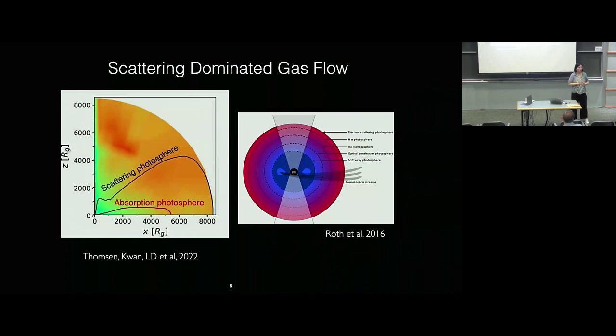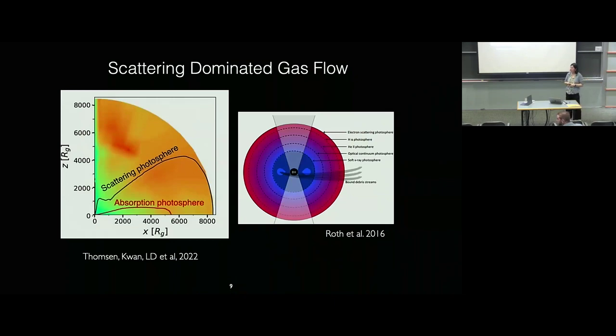But if the disk was less extended, then you would get less optical. If the disk is less extended, of course, then the absorption photosphere will cut off here, right? And then the scattering could be a bit more extended as long as the wind extends to there.